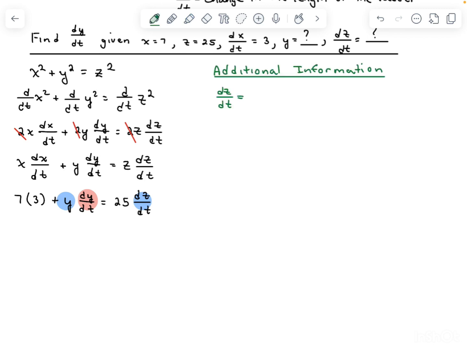I will start with dz/dt. That is equal to 0 because the length of the ladder never changes. And solving for y is pretty easy. We're just going to use the Pythagorean theorem.